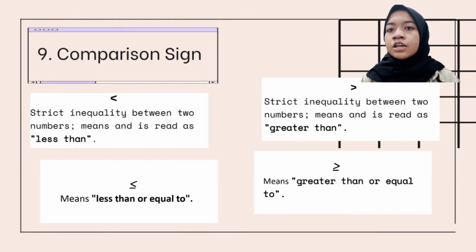Comparison signs. We have 4 comparison signs here. The first one is strict inequality between two numbers and is read as less than. The second one means less than or equal to. The third one is strict inequality between two numbers and is read as greater than. The fourth one means greater than or equal to.